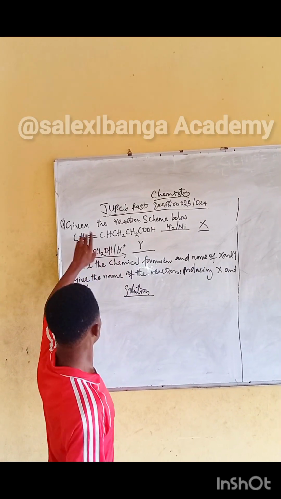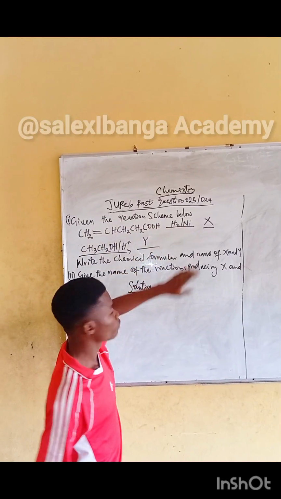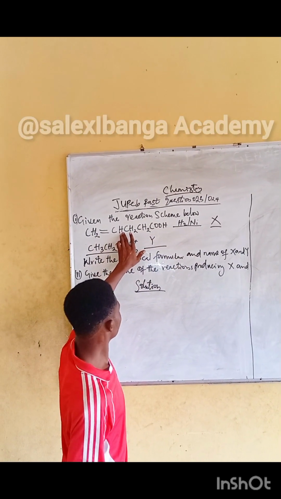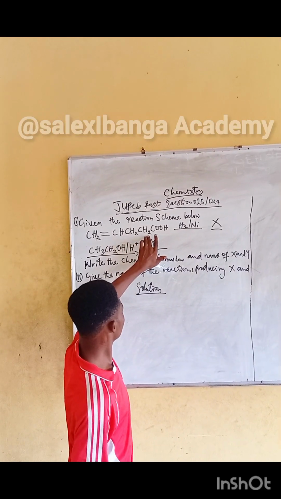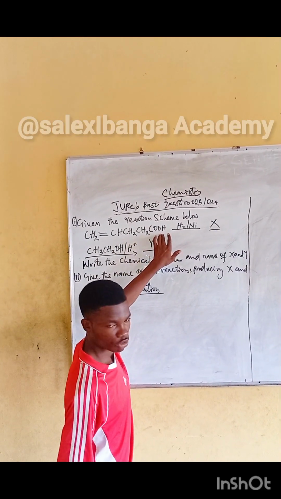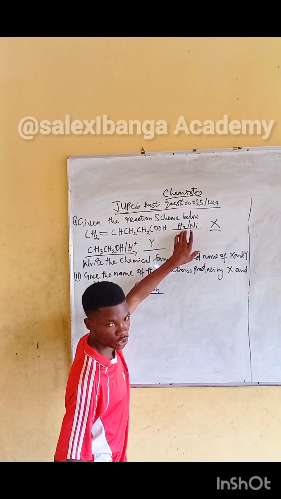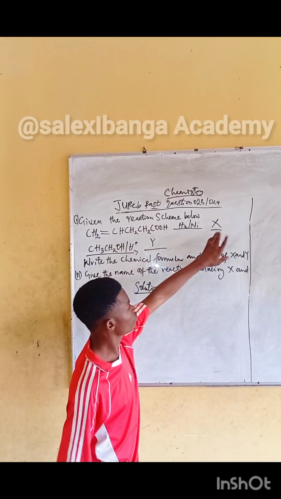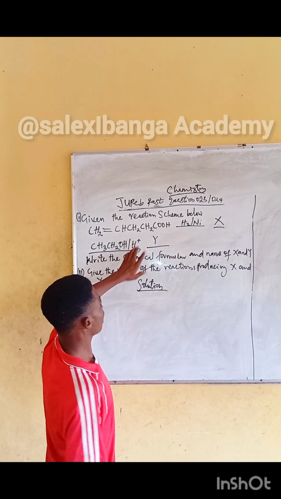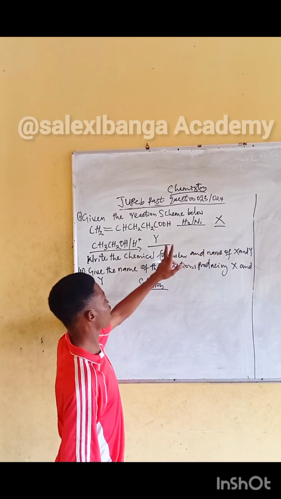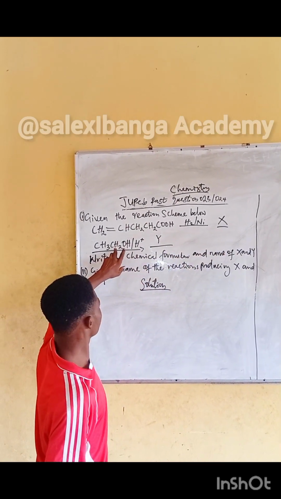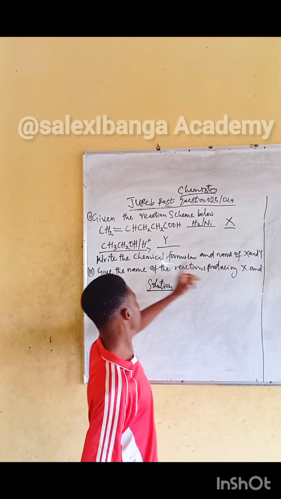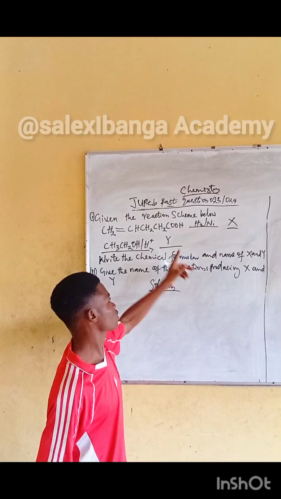The question says, given the reaction scheme below, these are the reaction scheme given. That is CH2=CH-CH2-CH2-COOH, with the COOH functional group. This one is called a reagent. That means I'm using this one to resolve this one. Our aim is to obtain this X and this Y. So these are other reagents given. When we obtain our X, we use that X, combine with this one, and we get this Y.